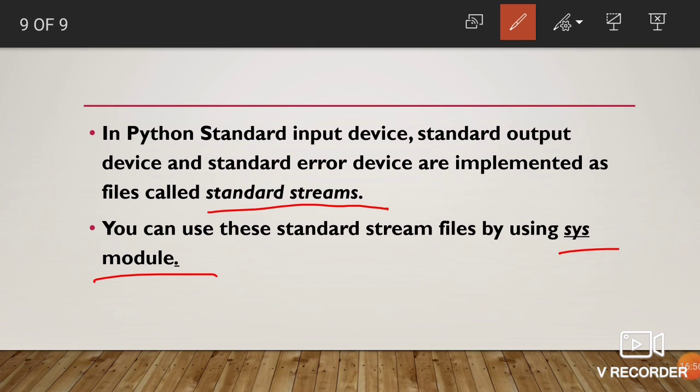Related to the standard input and output devices as files, there are some interesting facts. We will see them in the next video. Also we will see one small program based on STDIN, STDOUT and STDERR. After that we will see absolute and relative paths, and we will complete this file handling chapter tomorrow.